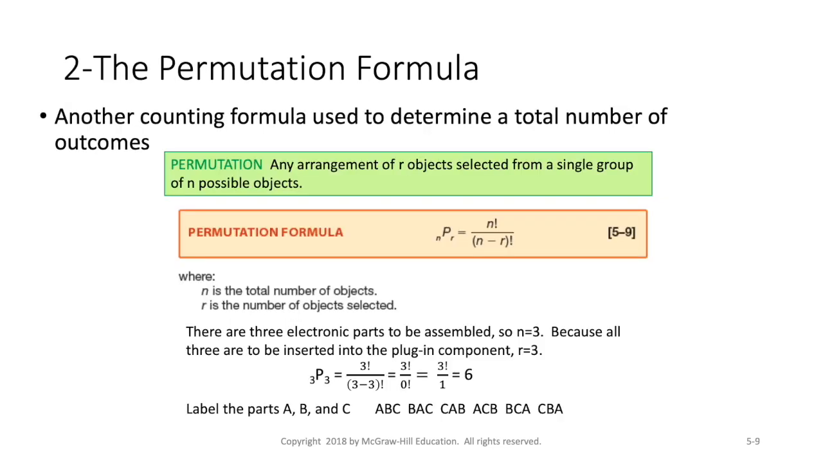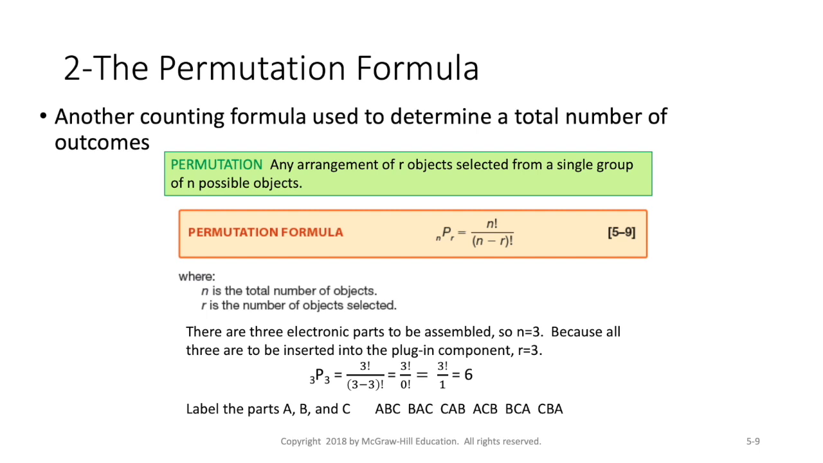The second one is called the permutation formula. These next 2 cover a mathematical concept that you guys may not remember called a factorial. Some calculators do have an option on this, and Excel can help you calculate these as well. But I'm also going to show you how to just do it out by hand. This one is used to find the number of possible arrangements when there's a single group of objects. Like this example they give, there's 3 electronic parts to be assembled. They all have to be inserted into this plug-in component that you're making.